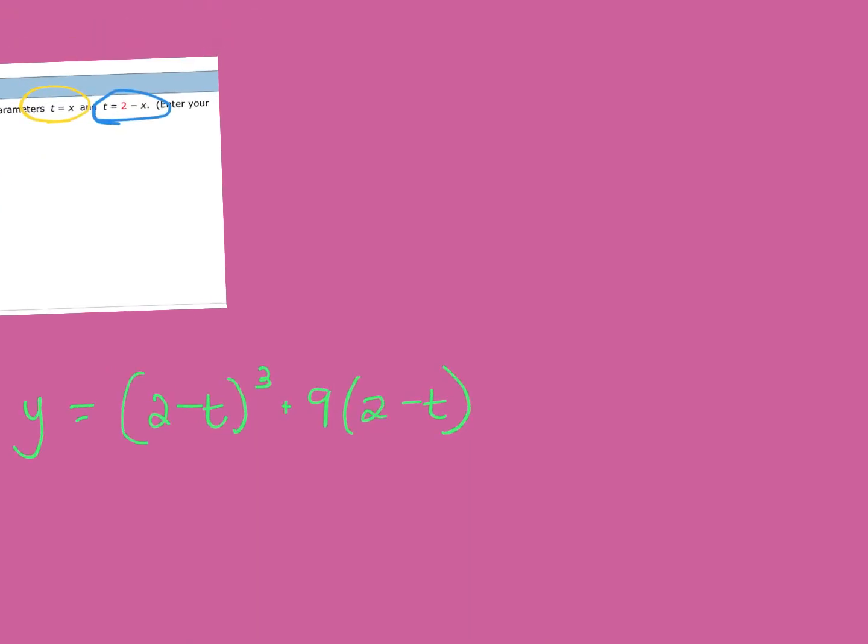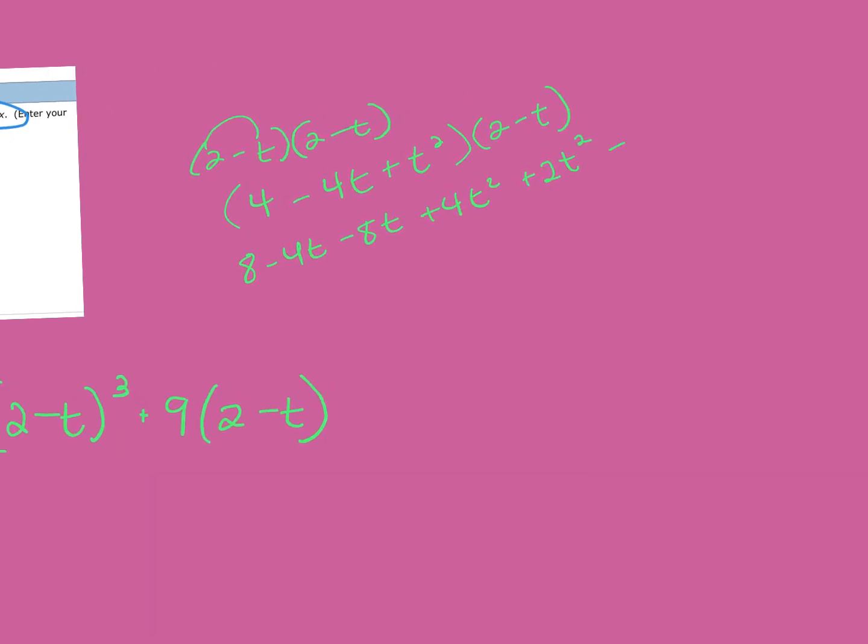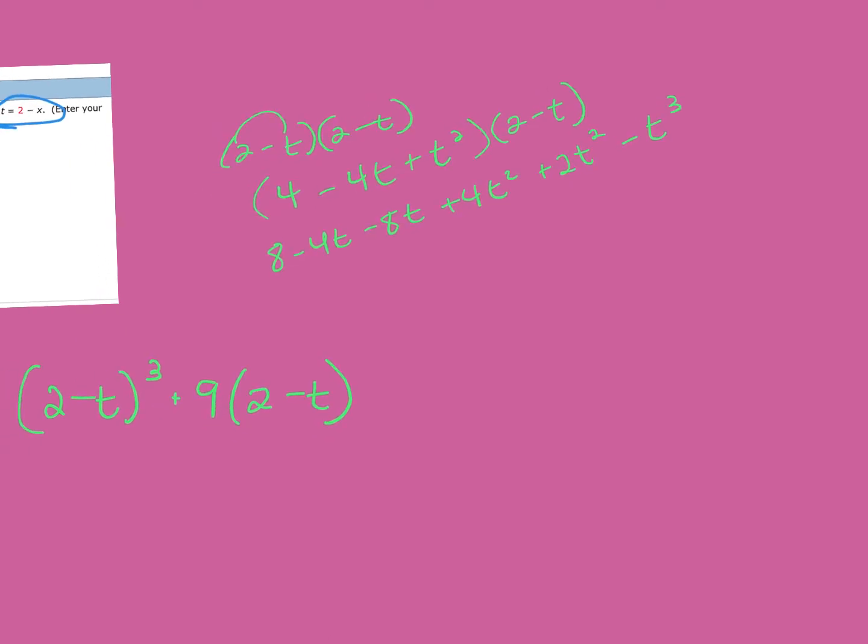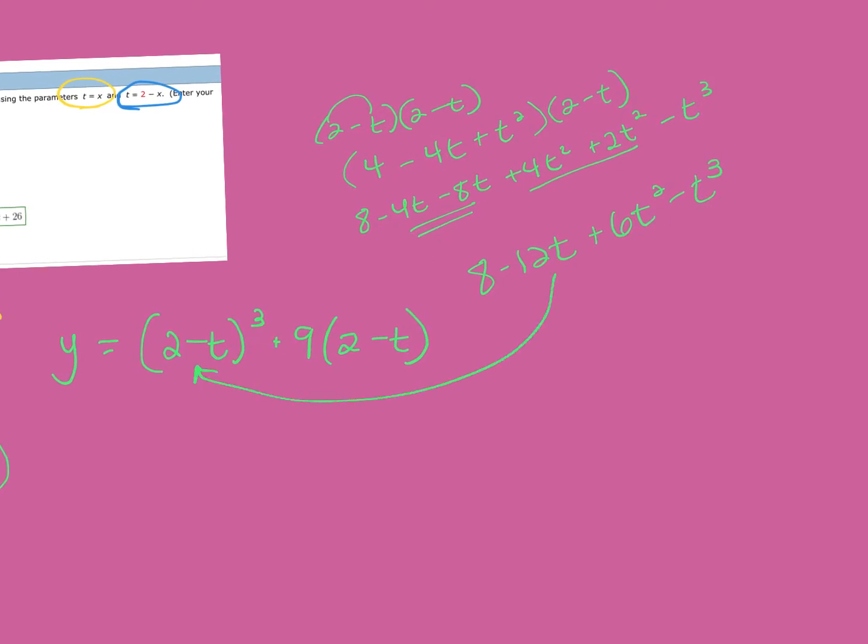And then that expanded to the second power would be this, which is 4, double the product, minus 4t plus t squared. And then that times 2 minus t. And I'd get 8 minus 4t minus 8t plus 4t squared plus 2t squared minus t to the third. Combine the like terms here and here. So 8 minus 12t plus 6t squared minus t to the third. That's that one.